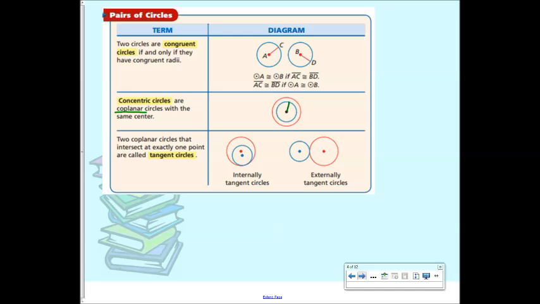Two coplanar circles that intersect at exactly one point are called tangent circles. So we can either have internally tangent circles or externally tangent circles. What's internally versus externally? Internal, one's inside the other. How come those are not concentric? Because they don't have the same center. Good. And then externally tangent circles, where do they touch? Just one point on the outside. Yep, they don't share any common space. They're just next to each other.